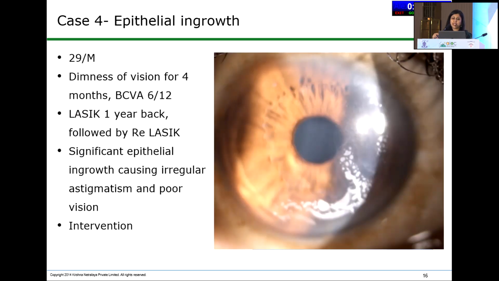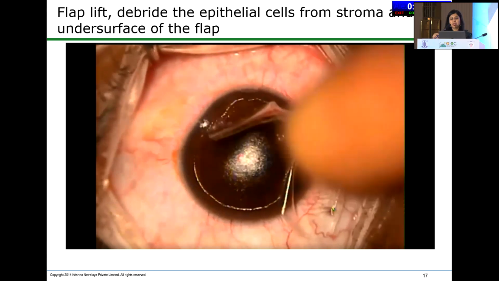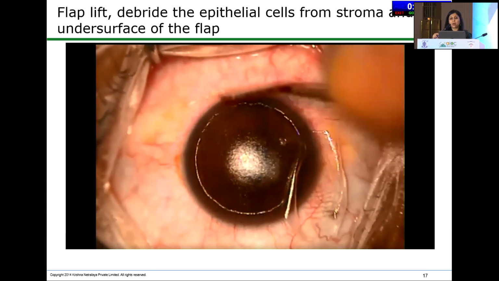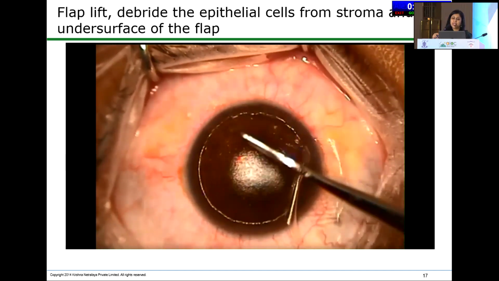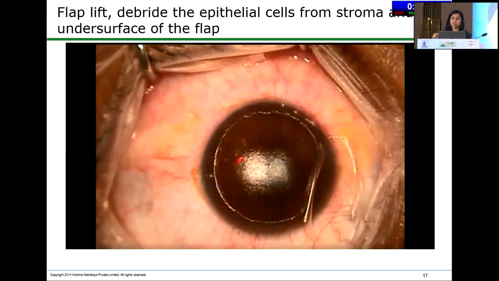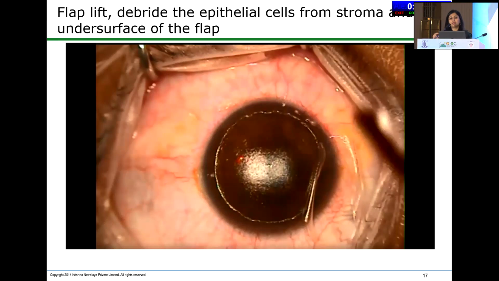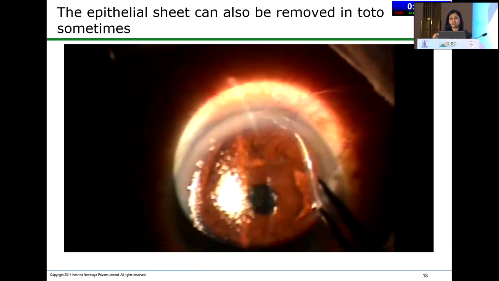This was another case where there was a dense epithelial ingrowth, poor vision of 6/12 mainly because of irregular astigmatism, and we decided to intervene here. So we decided to lift the flap, debride all the epithelial cells from the stroma as well as the undersurface of the flap. It's important to know that when you debride this, it has to be done from both the surfaces, from the stroma as well as the undersurface of the flap.